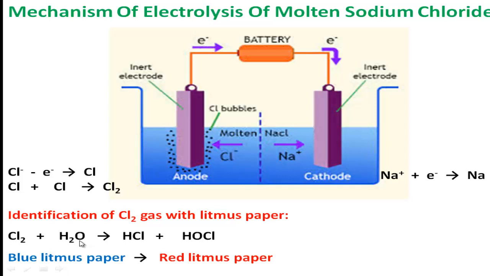means there is water present. So this chlorine gas reacts with water and produces hydrochloric acid and hypochlorous acid. Because of the presence of these acids, the blue litmus paper turns into red litmus paper. So if we hold a wet blue litmus paper and it turns red, then we have to understand that the produced gas is chlorine gas. In this way we can identify chlorine gas at the anode.